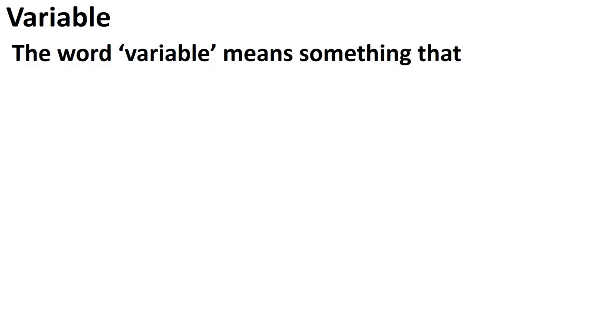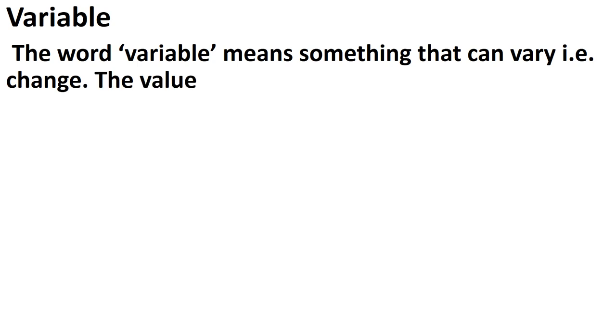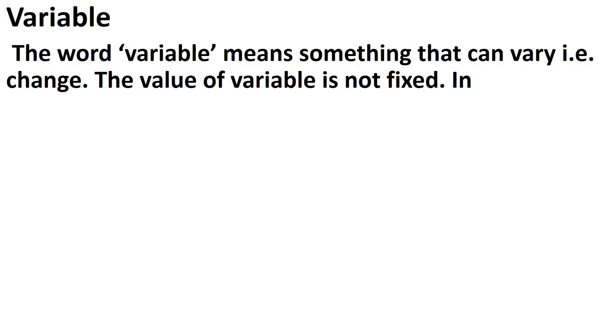Now see, what is variable? First of all, I am going to tell you the terms which are used in this algebra chapter. First is variable. The word variable means something that can vary, that is change. Vary means change. The value of variable is not fixed. It can take different values. The word variable means which can change, which is not fixed.